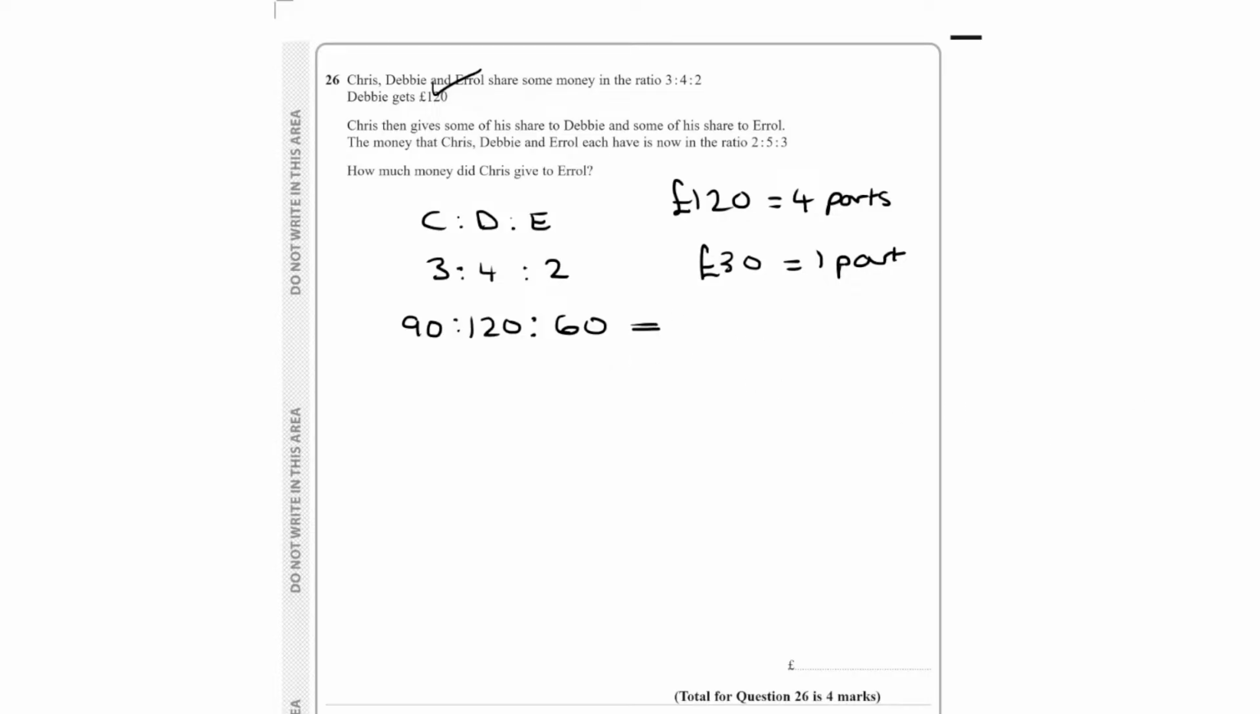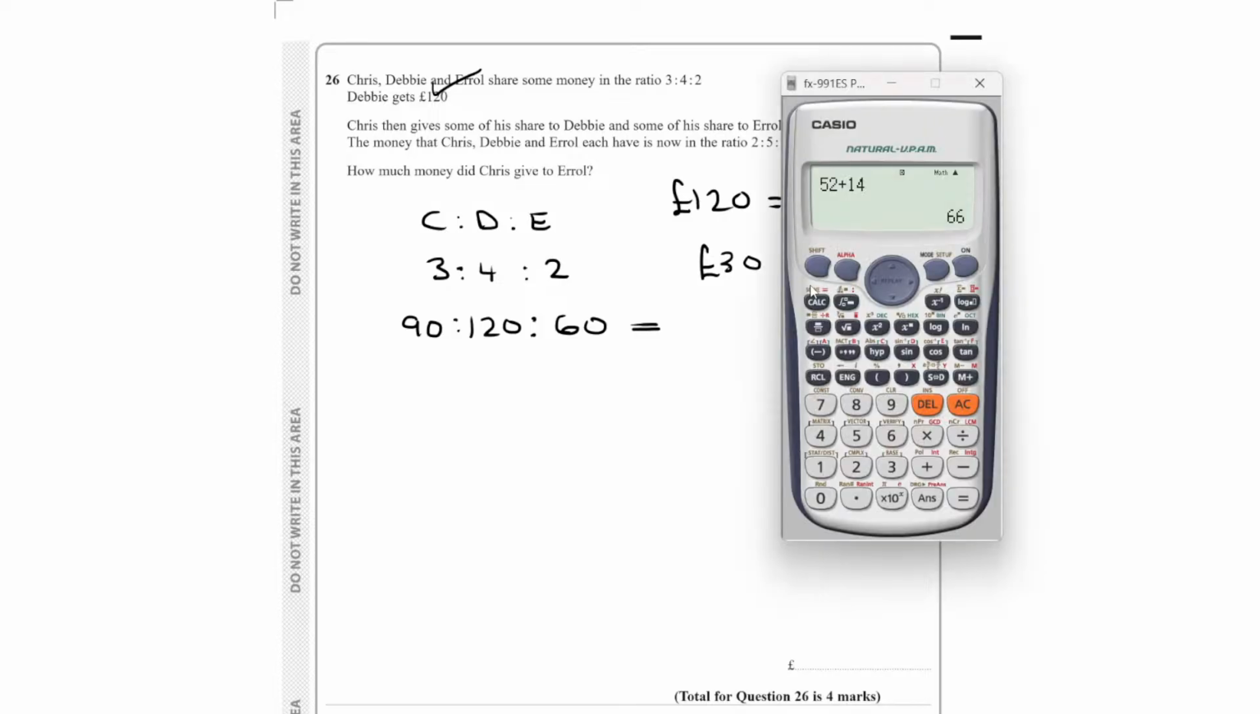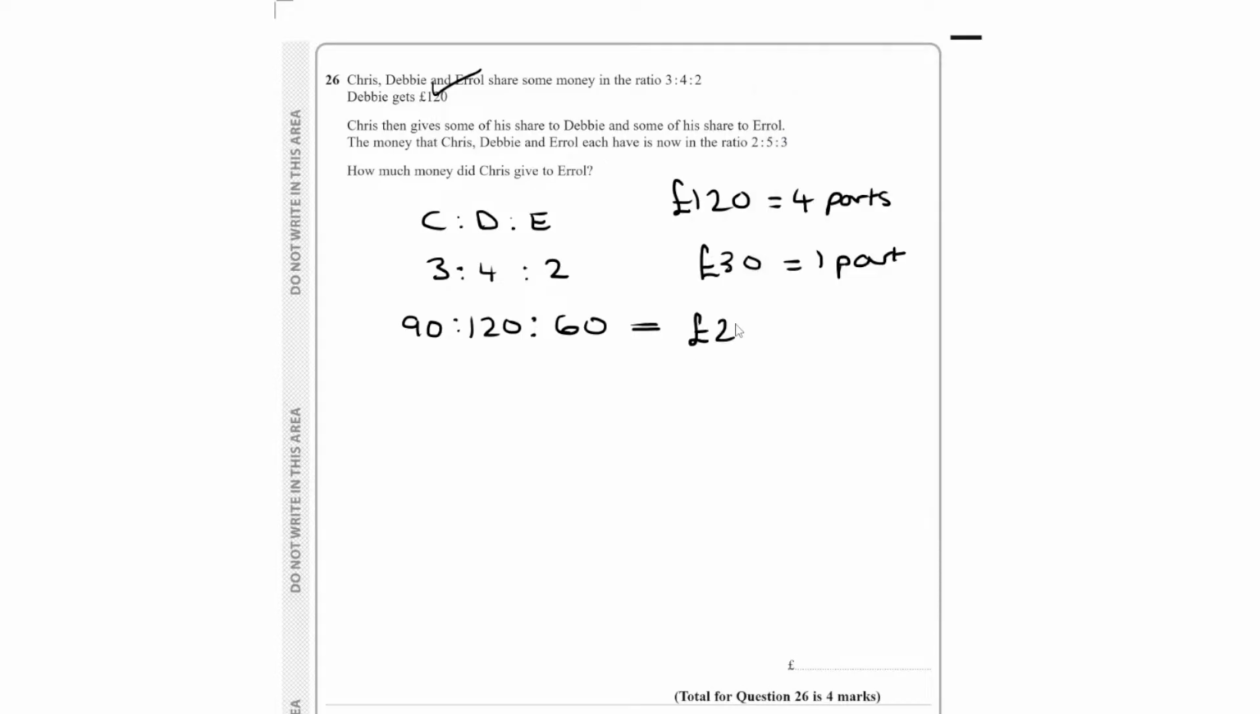So I might add this up and see how much money we have. 90 plus 120 plus 60. So there's £270 in total shared between the 3 of them. Okay. Now we've got a new ratio, 2 to 5 to 3. It's still £270 though, isn't it? So I could share that out.